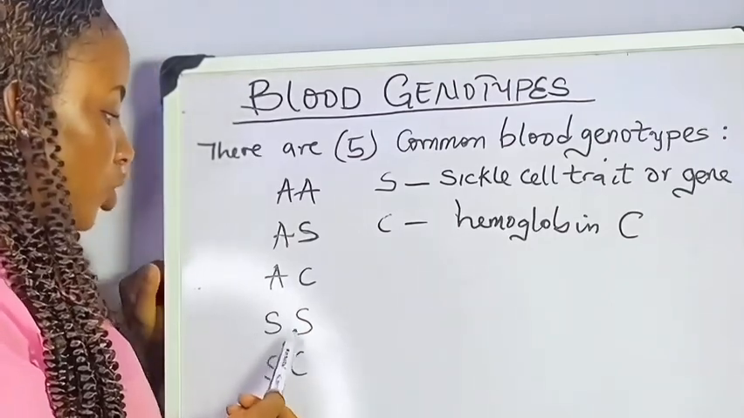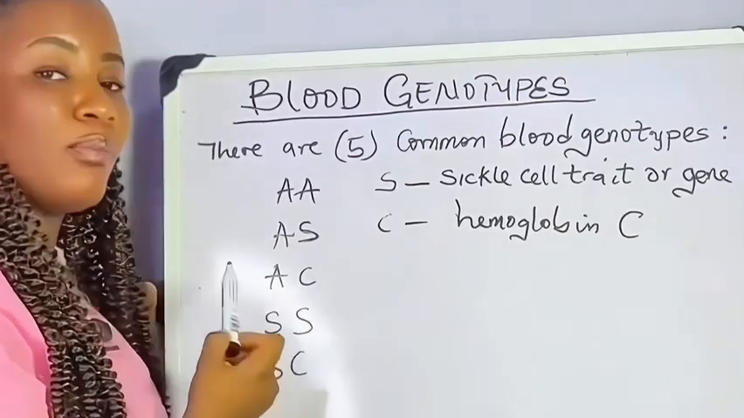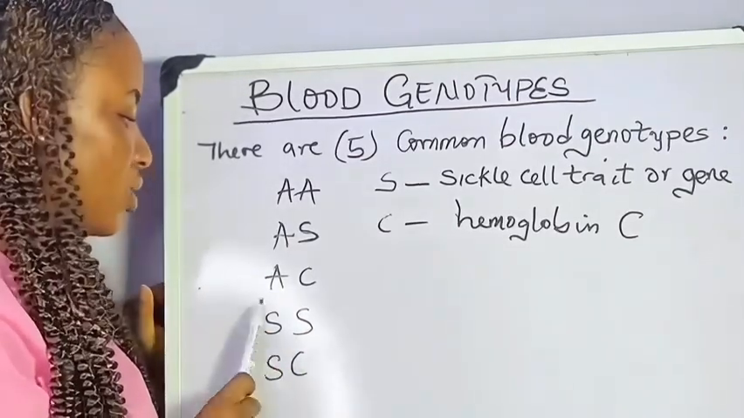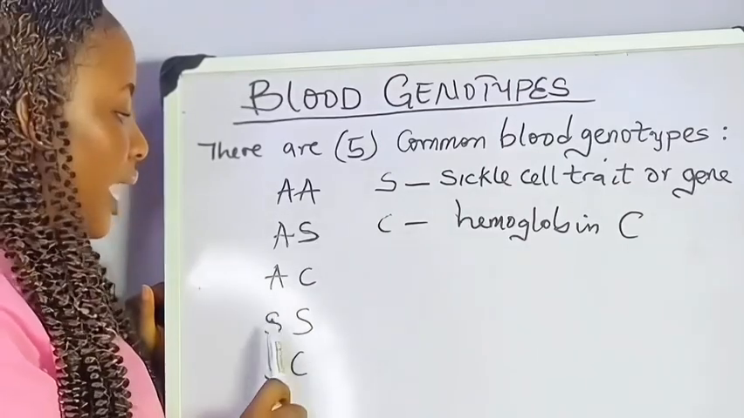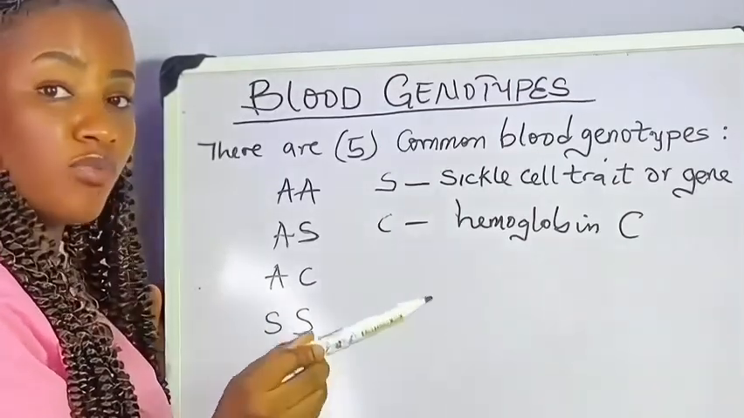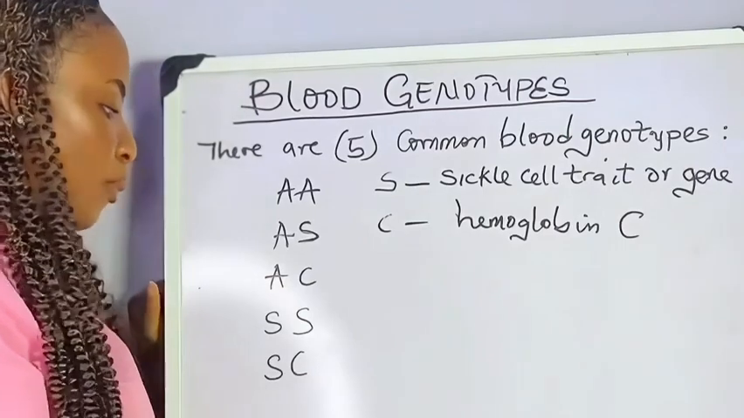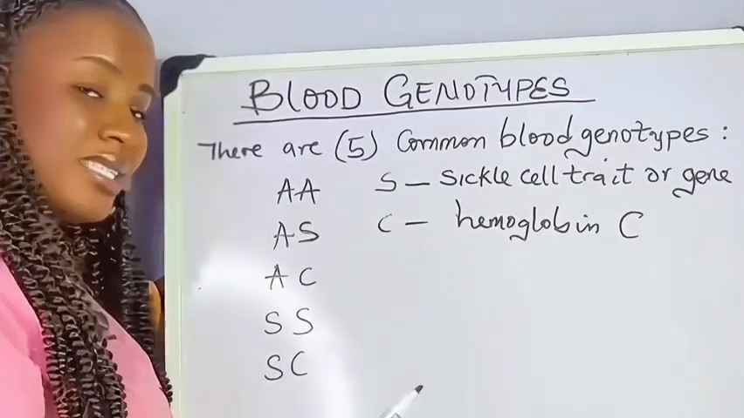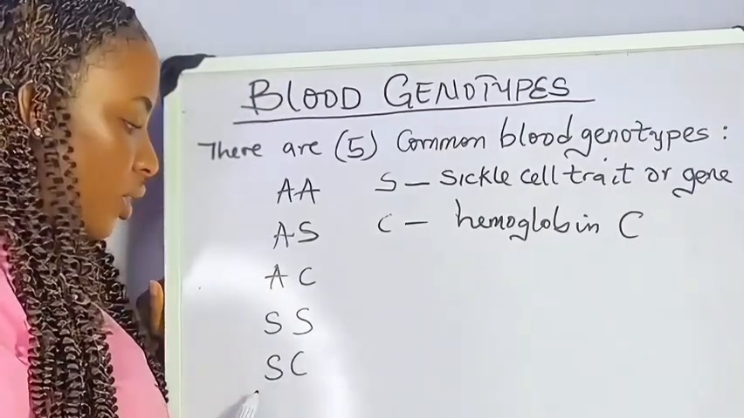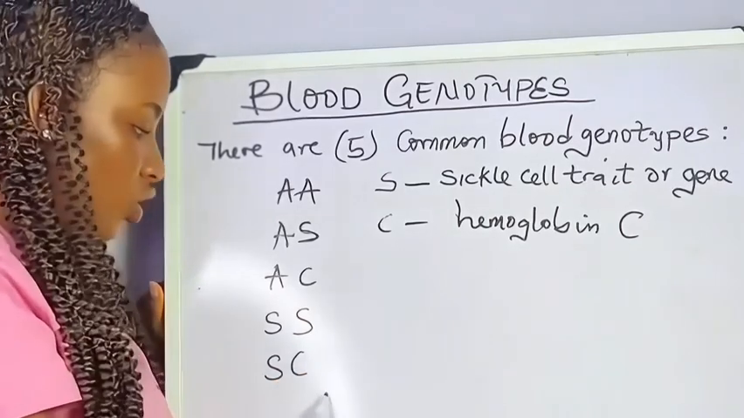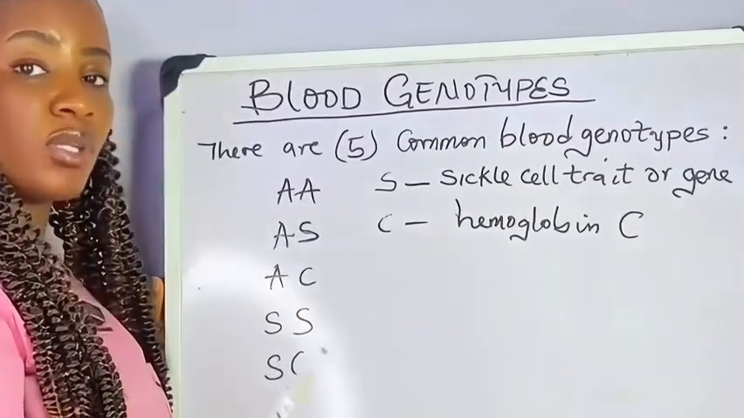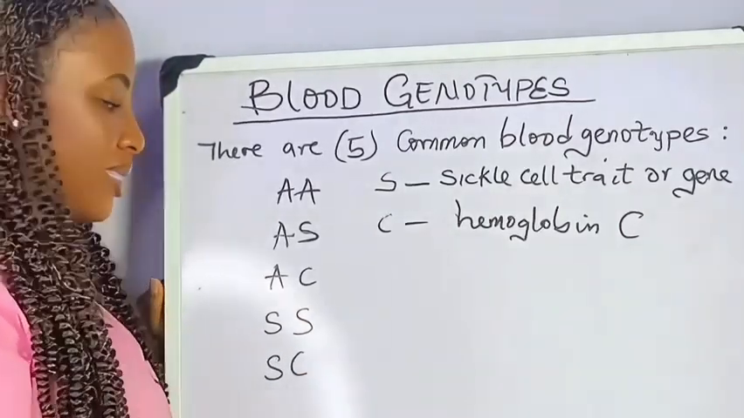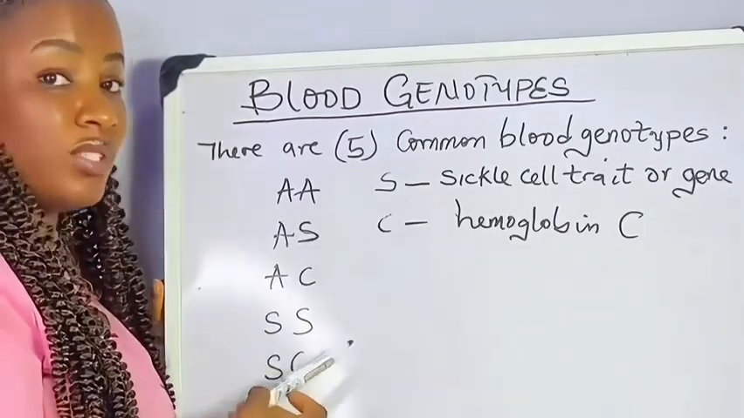Now, people with blood genotype SS have 2 abnormal genes. That is, they have 2 sickle cell traits or 2 sickle cell genes, and they are considered as the most dangerous form of sickle cell disease. Now, people with blood genotype SC have 1 sickle cell gene and 1 hemoglobin C gene. This SC is another form of sickle cell disease, though they are not as severe as SS, but they are still very dangerous as well.